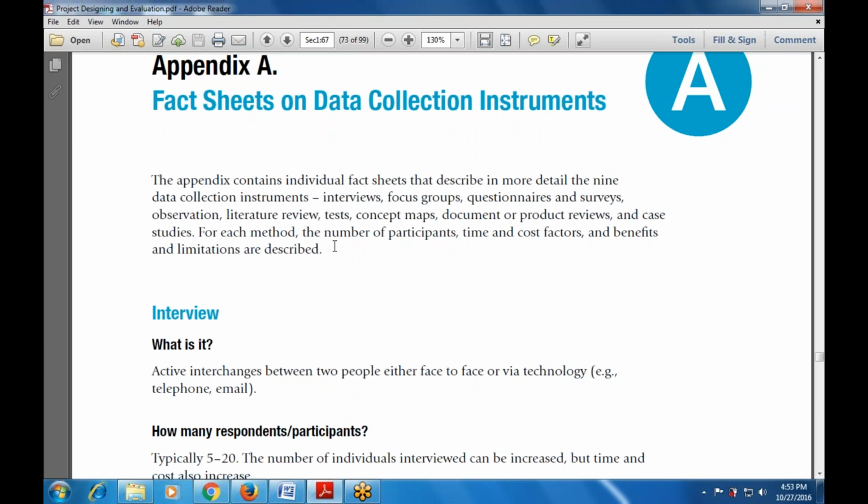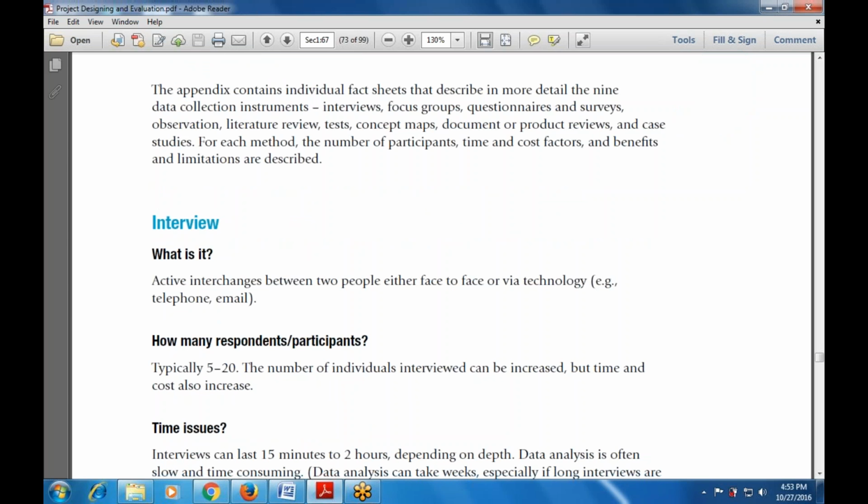So we have discussed the interviews. Interviews mean conducting a face-to-face interview to gather data. This is an active interchange between people, either face-to-face or via technology. The number of respondents or participants typically ranges from 5 to 20.